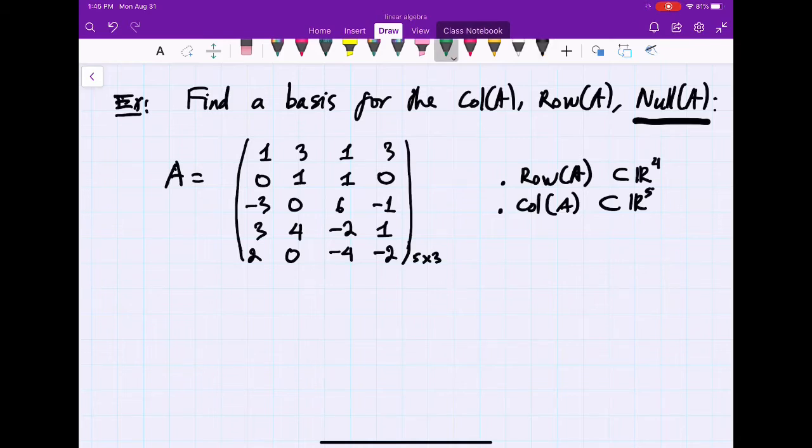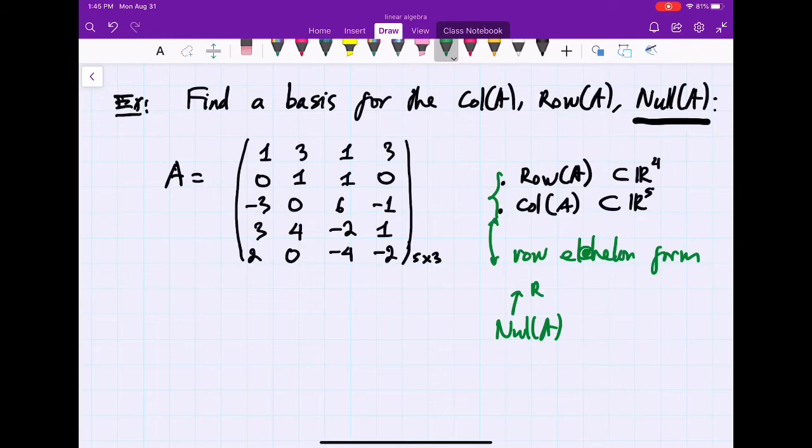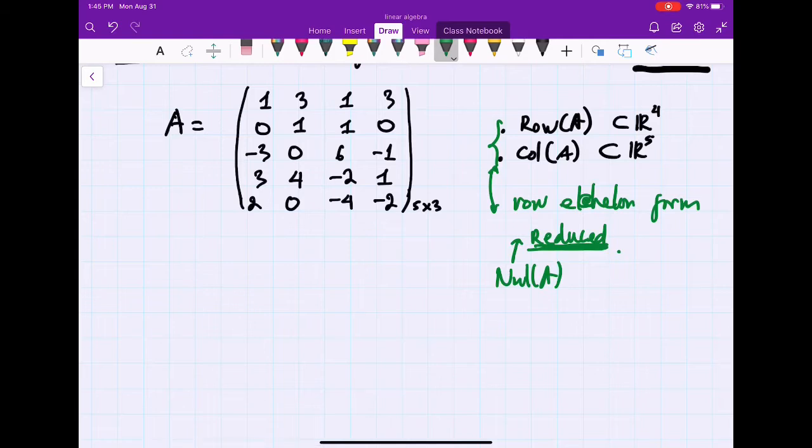But I have to mention here, for the row and column spaces, we need the row echelon form, but for the null space, we need the reduced one. Don't forget that. So let's make the reduced form right away. It takes a little time, but we have to do that at least one time.